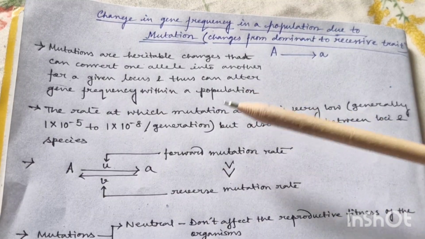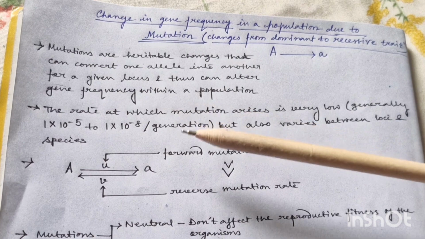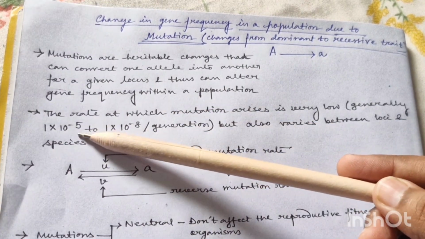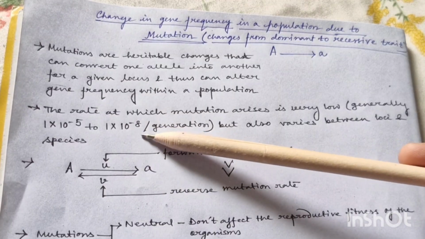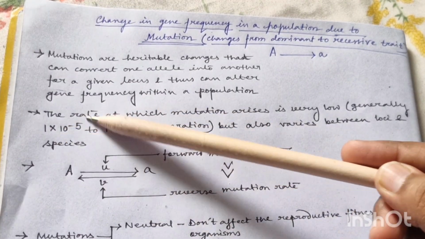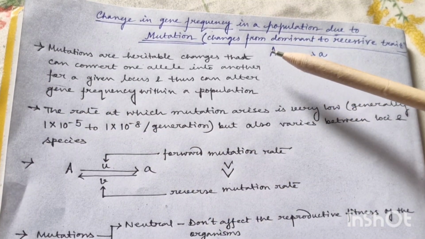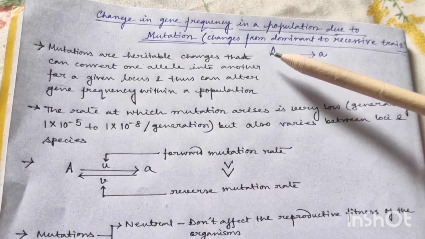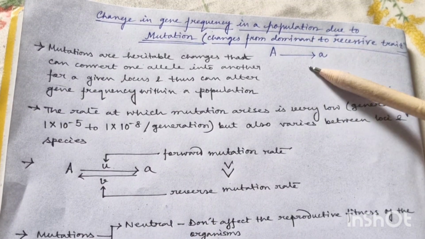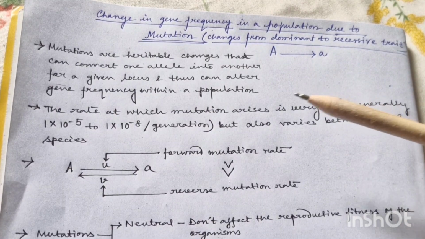Now, we must remember that the rate at which mutation arises is very, very low. It is generally 1 into 10 to the power minus 5 to 1 into 10 to the power minus 8 per generation. That means if there are 1 lakh or 10 to the power 5 capital A alleles in a generation for a given population, then only one of them can get changed into a small a in a single generation. So you can see how much less that is.